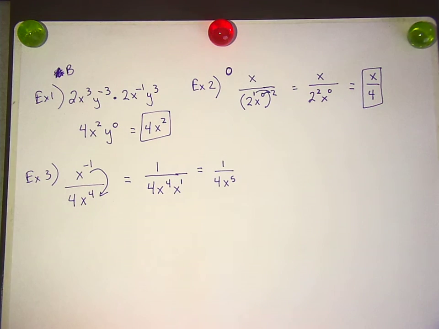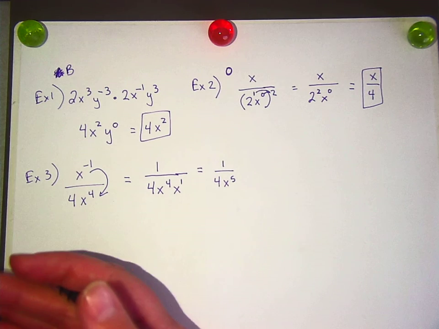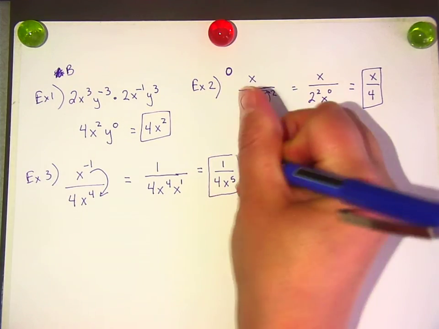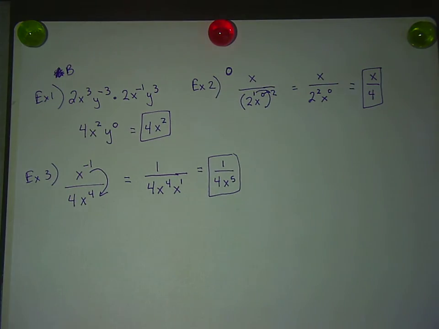Which, by the way, if you had subtracted them instead, it would have been negative 1 minus 4, which is negative 5, which would have put it on the bottom anyway. So which one's that? G.